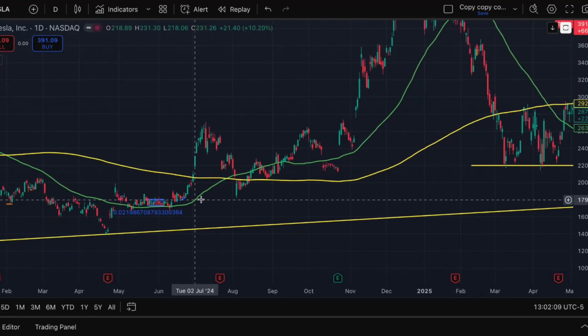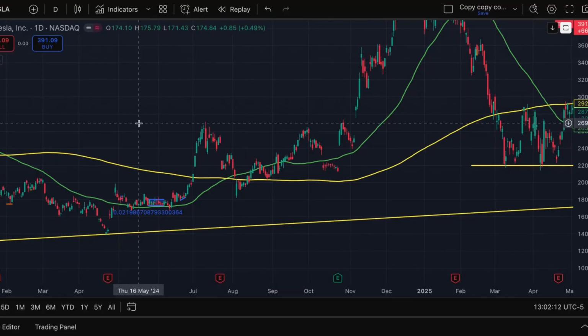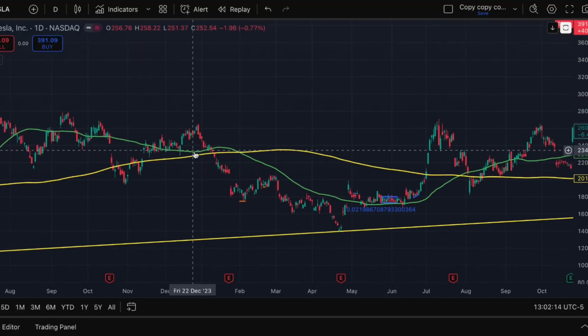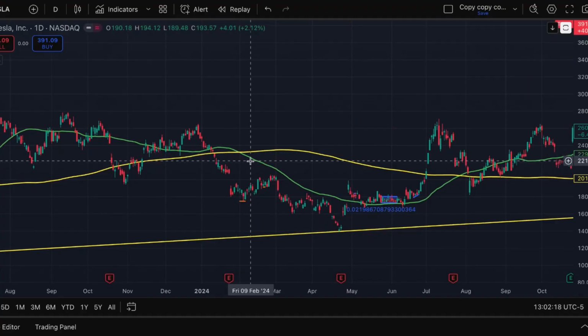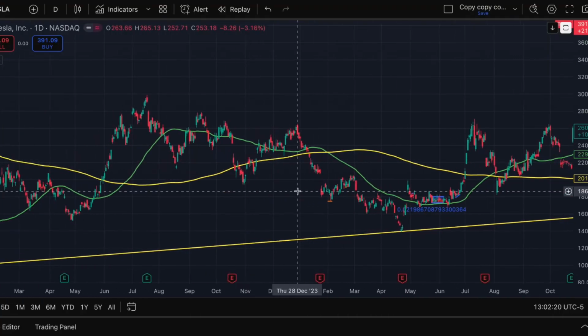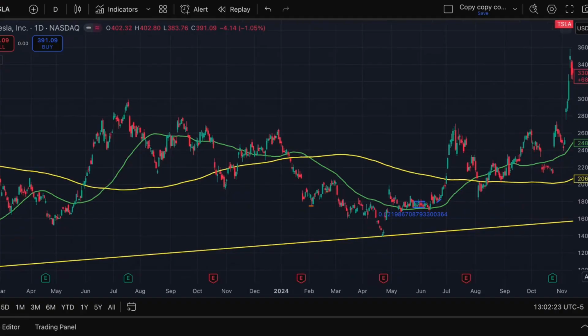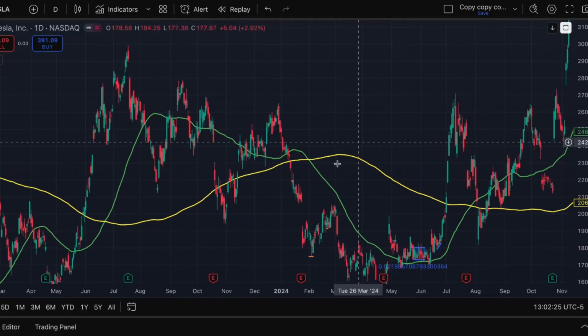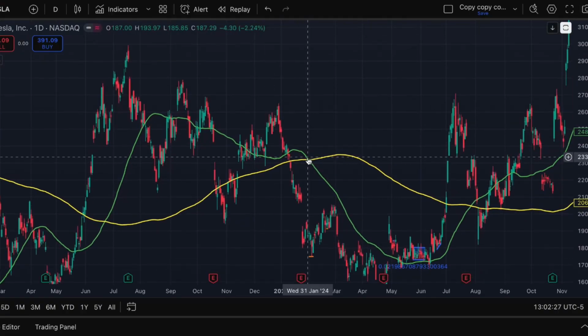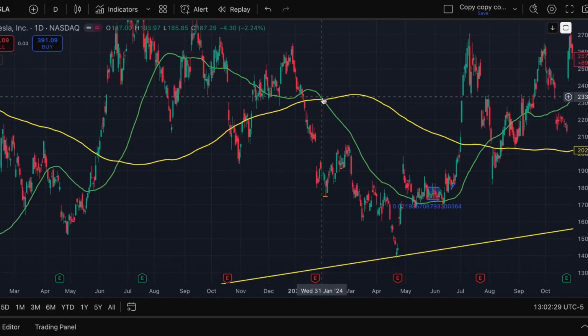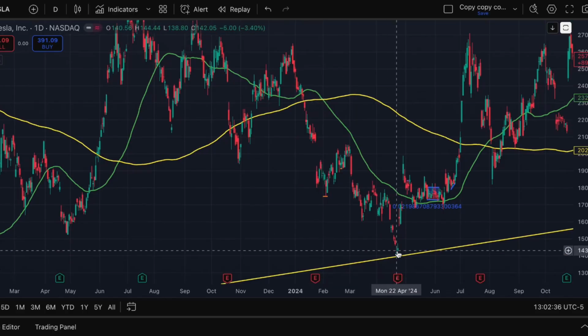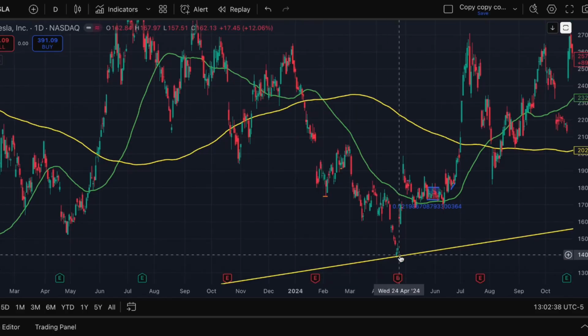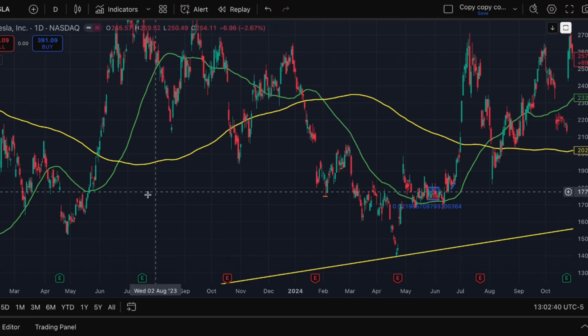Let's go back in time a little bit. See, when we crossed over here, you could have gotten a short position. Once we had that daily crossover, you would have killed it. I'm not sure exactly where that crossover happened, but figure 231, and we went all the way down to 143. So that's why I'm saying this is more of a longer term outlook of things.